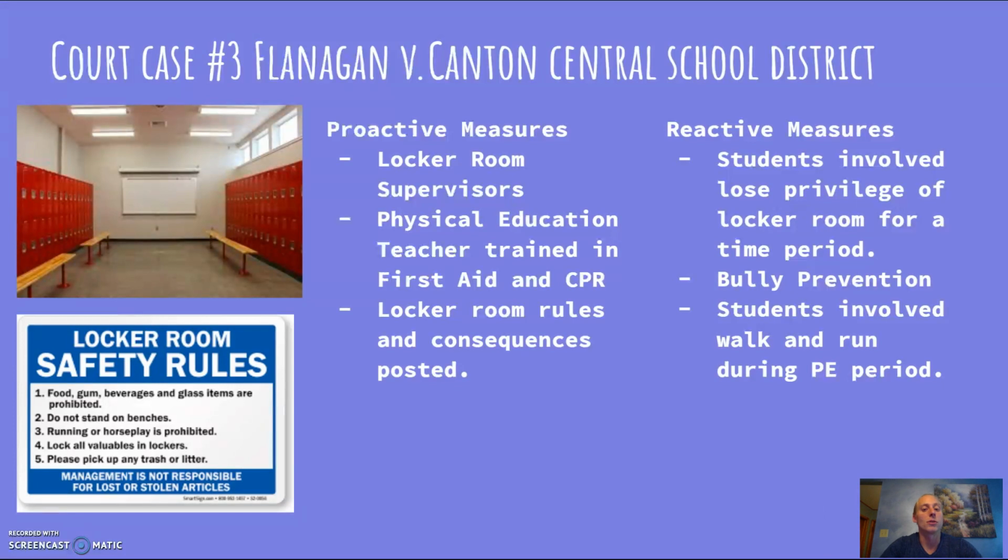Okay, so a proactive measure here would be to have a male supervisor in the male locker room and a female supervisor in the female locker room. You could also maybe have a female physical education teacher and a male physical education teacher, but let's be honest, a lot of schools do not have that in their budget. Another proactive measure could be that your physical education teacher should be trained in first aid and CPR.